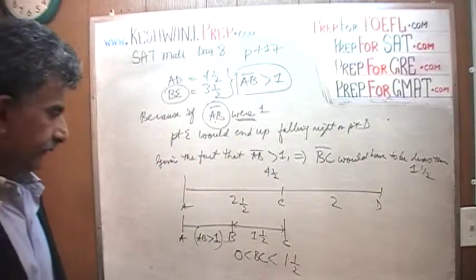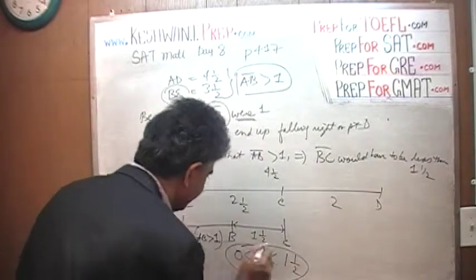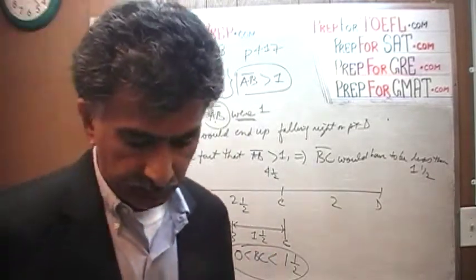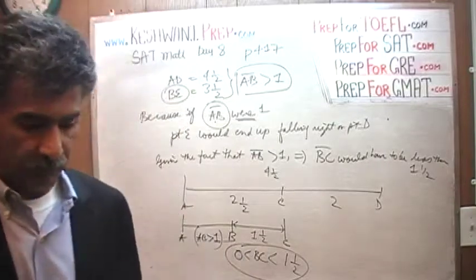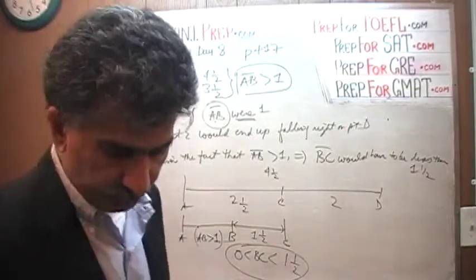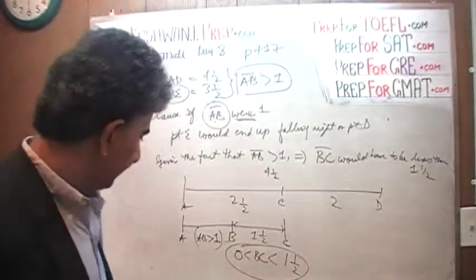That's our answer. This is the proper answer. B to C is somewhere between 0 and 1.5. It cannot be 0, it's got to be more than 0, and it's got to be something less than 1.5.